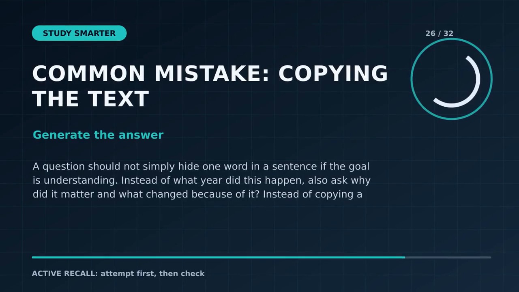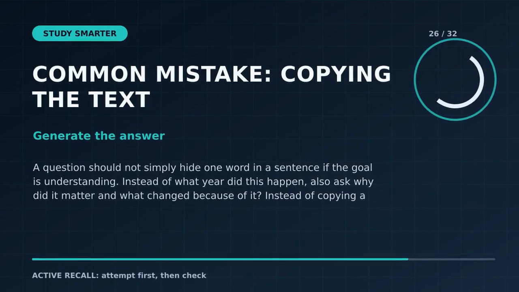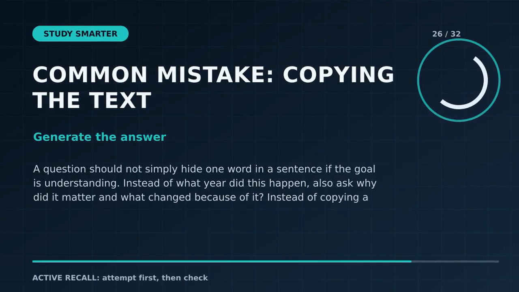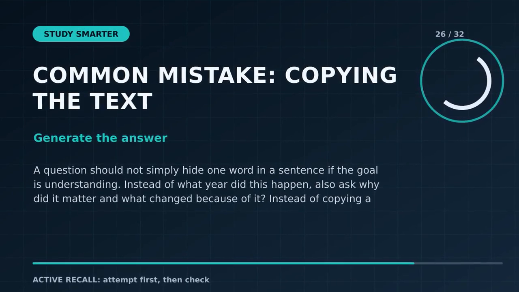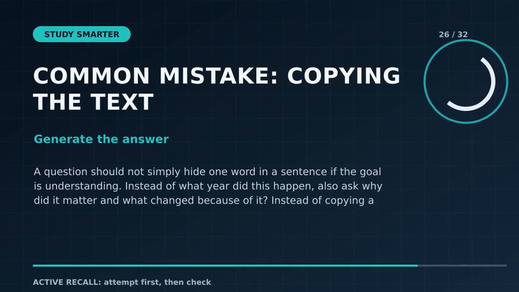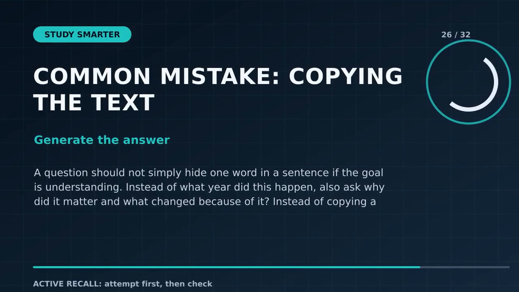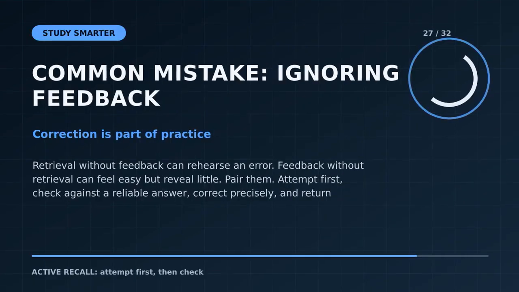A question should not simply hide one word in a sentence if the goal is understanding. Instead of "what year did this happen?" also ask "why did it matter and what changed because of it?" Instead of copying a solution, cover it and solve from the first step. The more your prompt resembles a real decision, explanation, or task, the more useful the practice becomes.